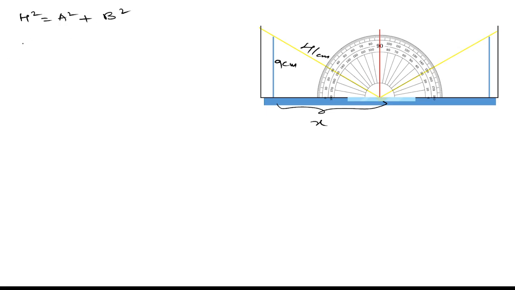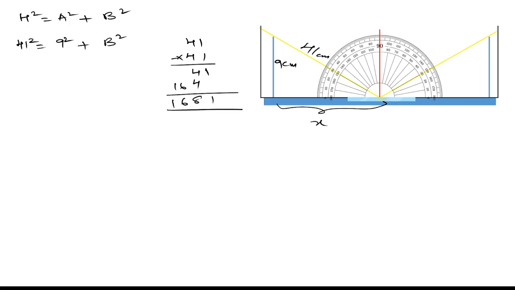So hypotenuse they have given is 41 square, and altitude is 9 square, plus base, which we don't know, we will find out. So 41 square means we need to multiply 41 into 41. 1 ones are 1, 1 fours are 4, 4 ones are 4, 4 fours are 16. So we got 1681 is equal to 9 square, which is 81, plus b square.